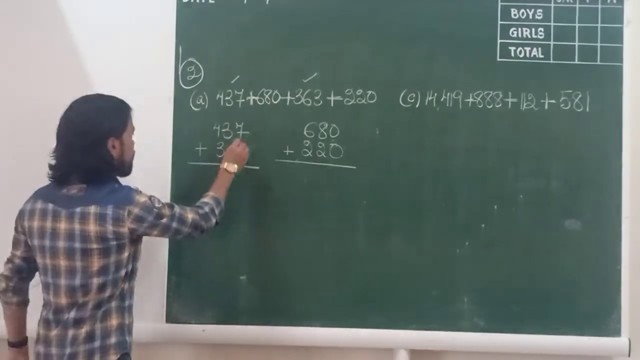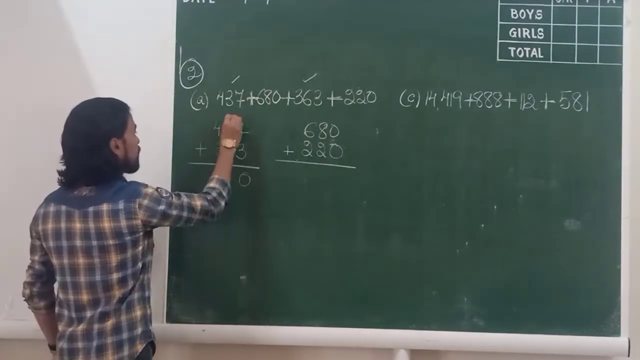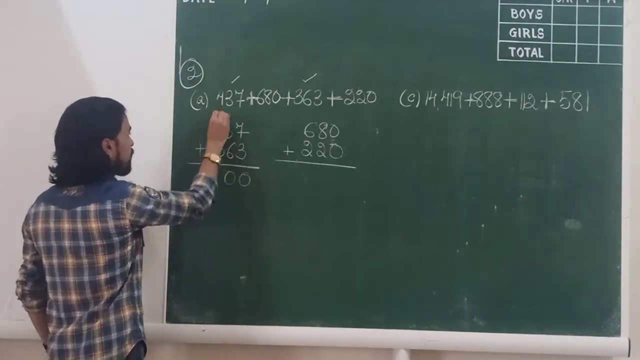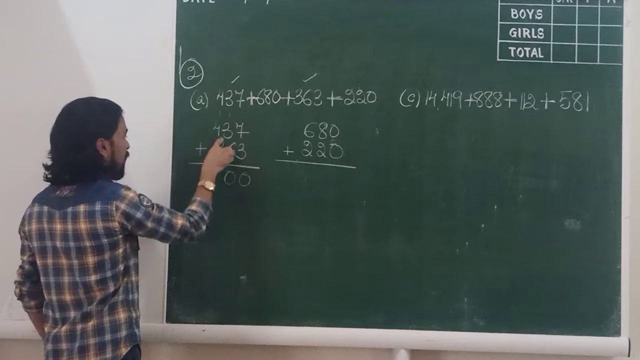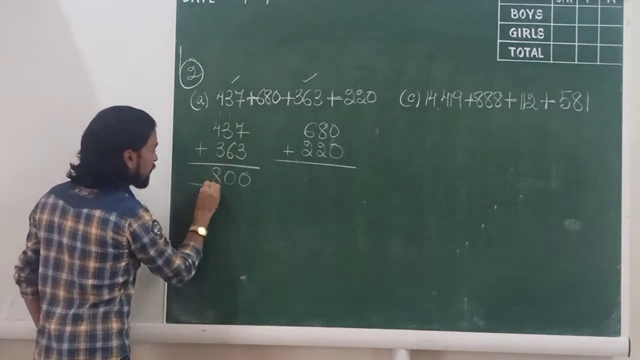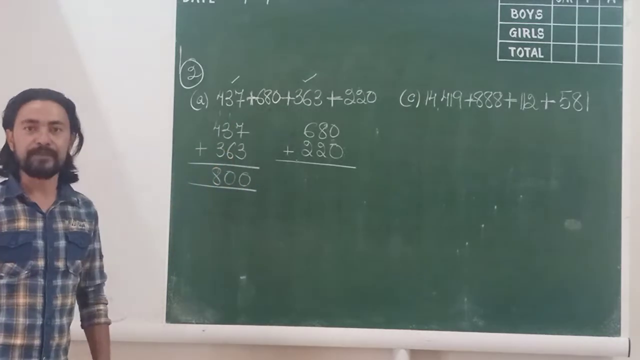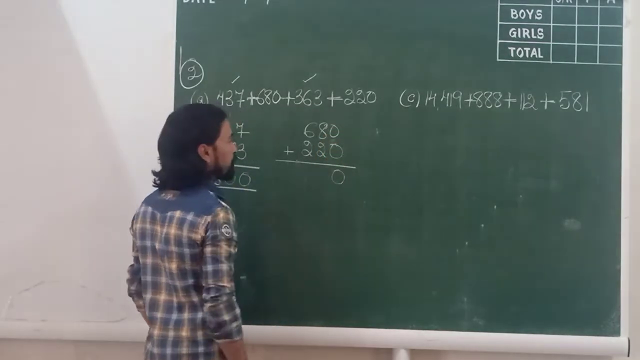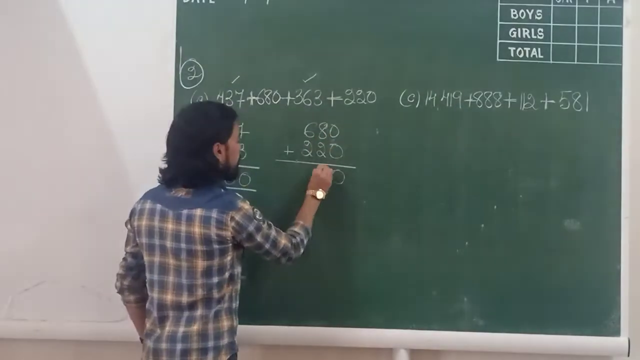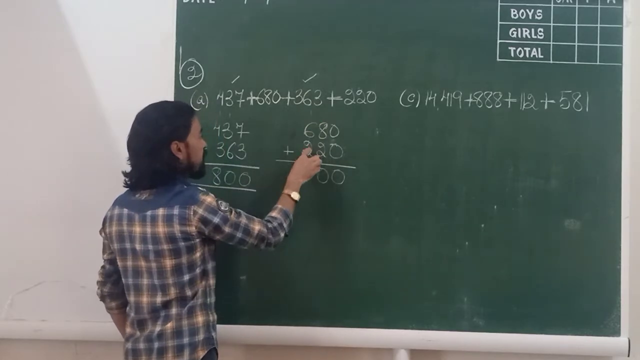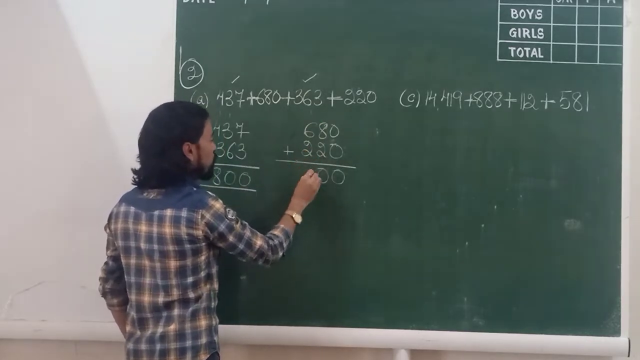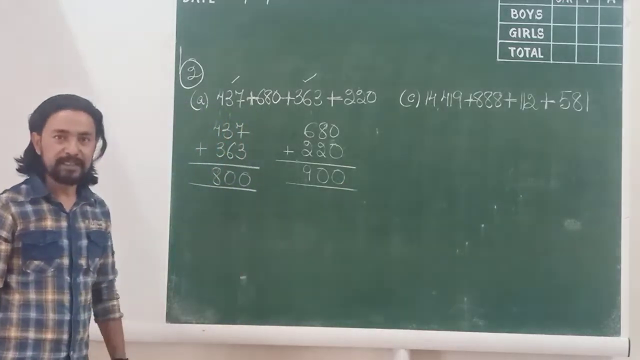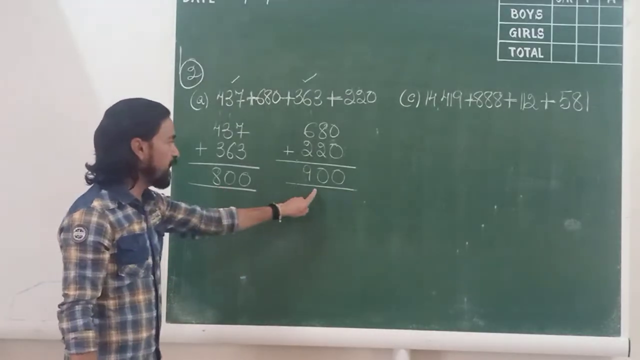Now let's add 7 plus 3, 10. 3 plus 1, 4 and 6, also 10. 4 plus 1, 5 and 3, 8. So here I get an answer 800. Now let's go this side. 0 and 0, 0. 8 and 2, 10. 6 and 1, 7. 7 and 2, 9. Work has become easier. Now I have 800 and 900.